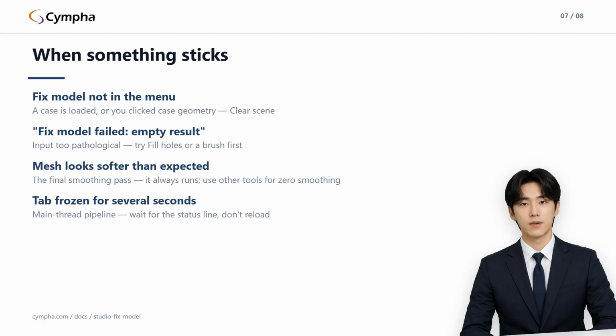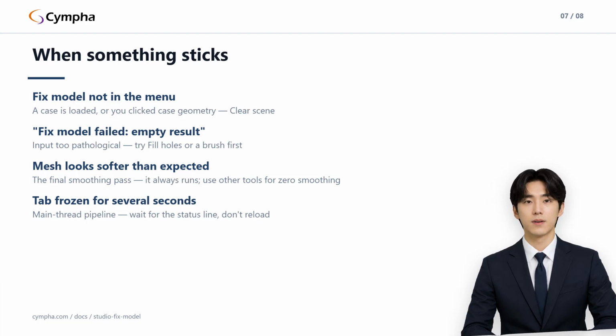The mesh looks softer than before and you didn't want smoothing. Fix Model always finishes with that gentle smoothing pass. It's light, but visible on high-resolution scans. If you want zero smoothing, don't use Fix Model, combine fill holes with targeted brush cleanup, or open the scan in a dedicated mesh editing tool.